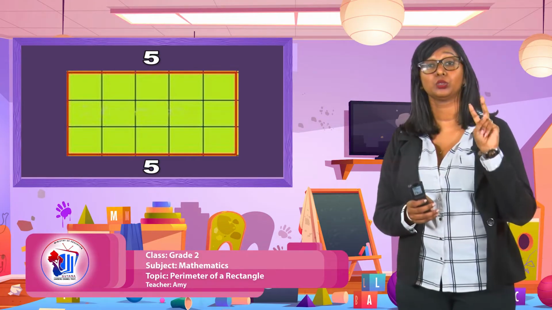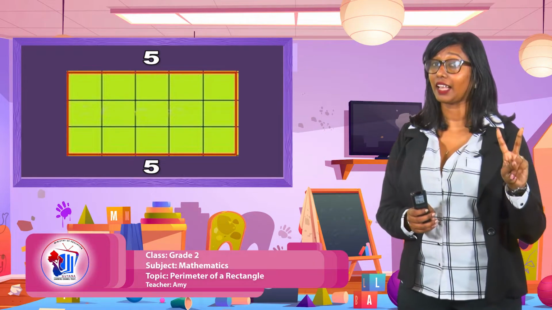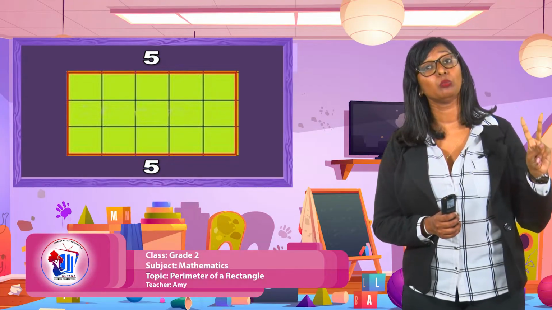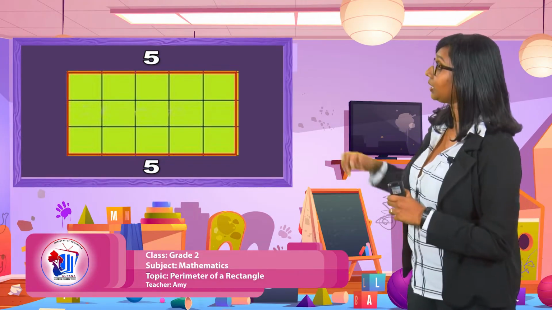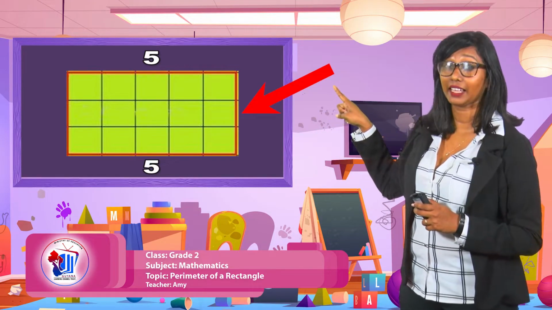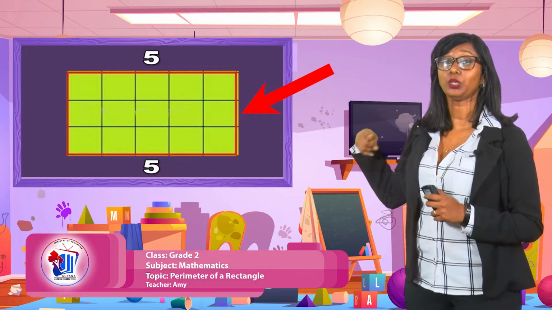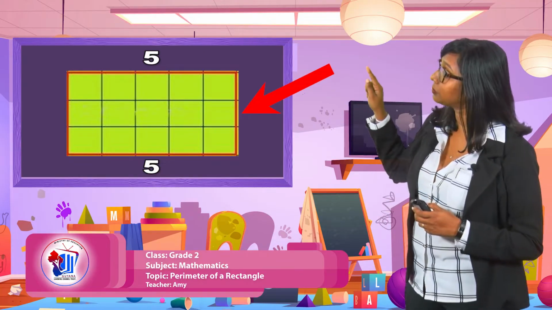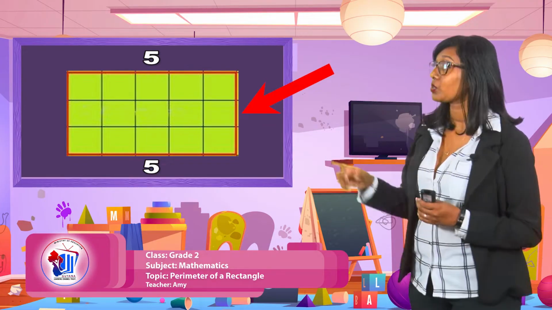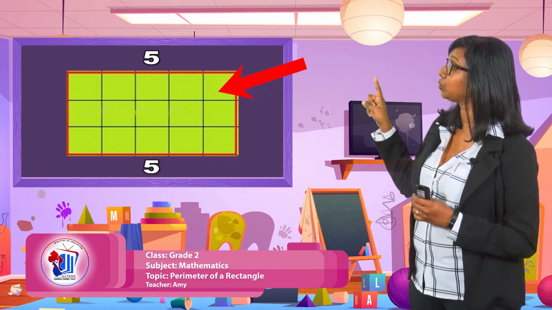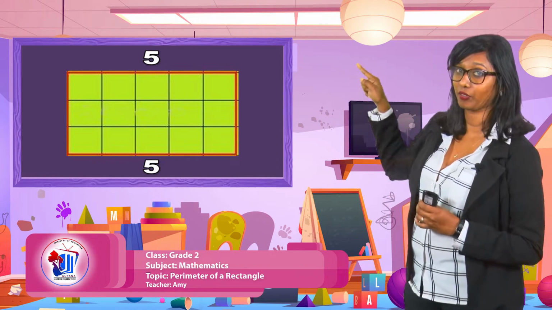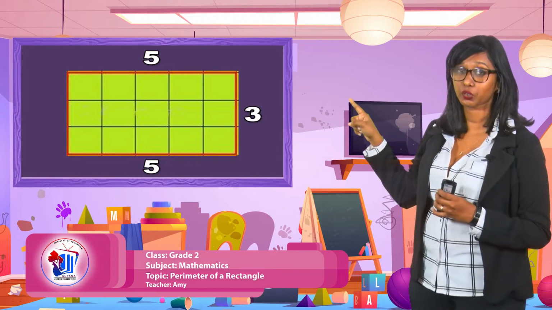Now we found 2 numbers, but the rectangle has 4 sides. So we still need 2 more numbers. So let's look at this side of the rectangle. There isn't any number there. So what we do is that we count the small squares next to this side to get that number. So let's count. We have 1, 2, 3. So the number for this side of the rectangle will be 3.